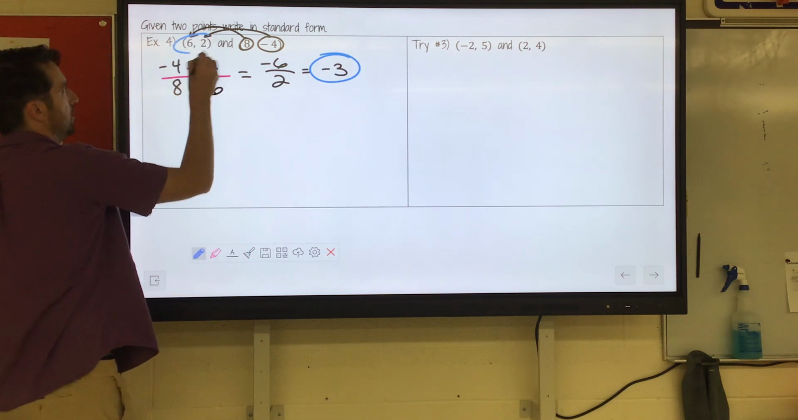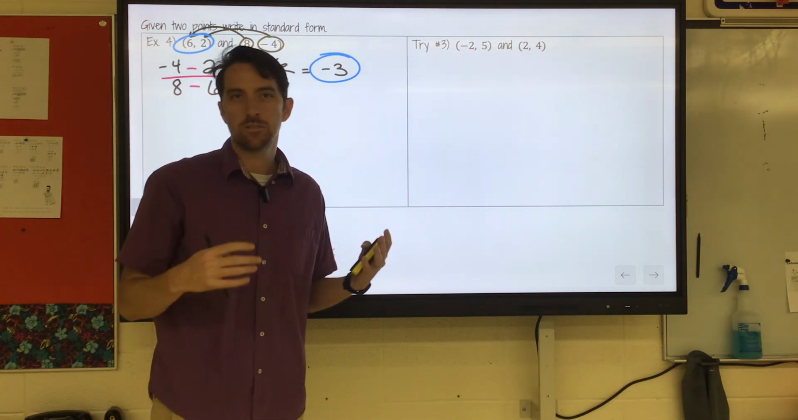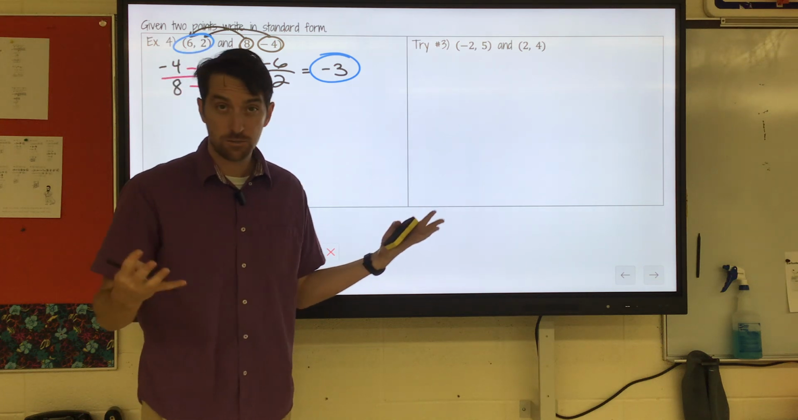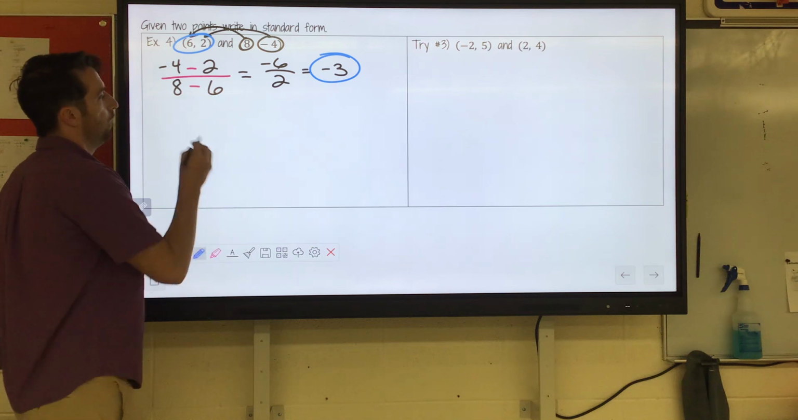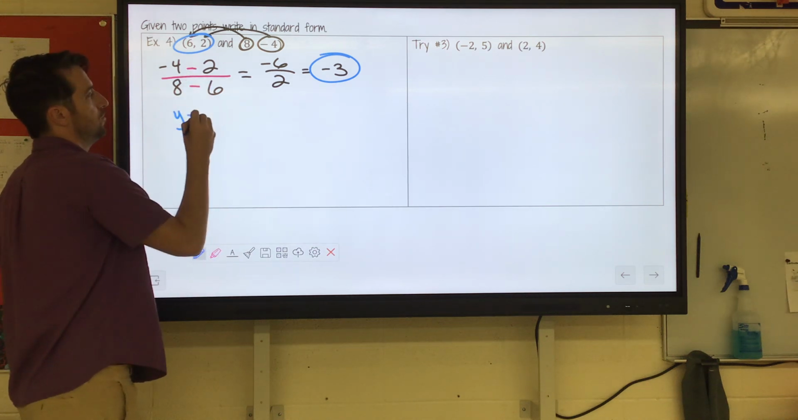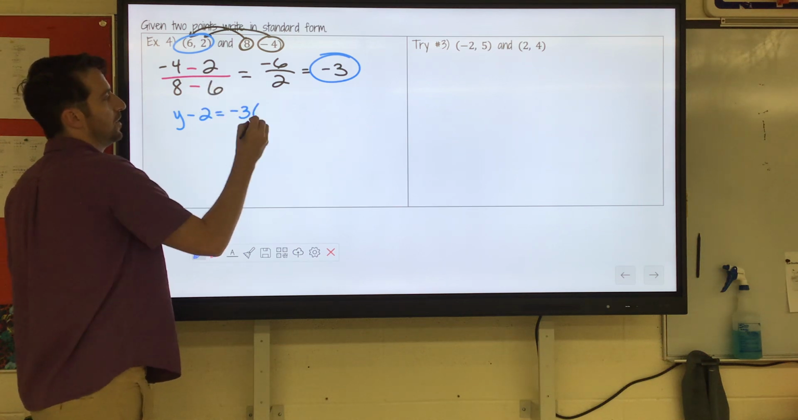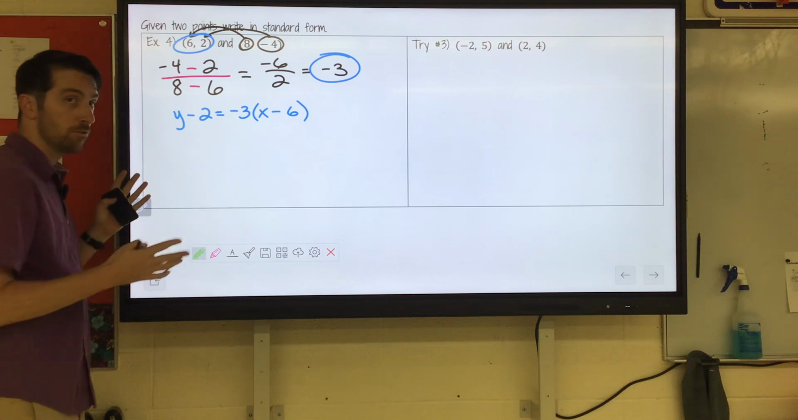Now, I would say we could do both. They're both going to work out the same thing. We saw that in our point slope video. So we're just going to do one to save some time. But it should work out both ways. Let's say I use this first coordinate. Y minus our y coordinate, 2, equals our slope, negative 3, times x minus our x coordinate, 6. Here it is in point slope form.